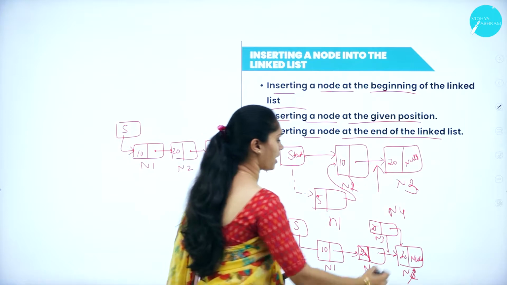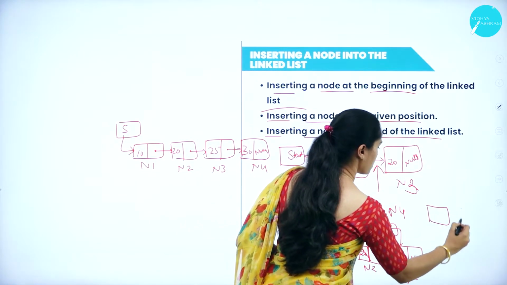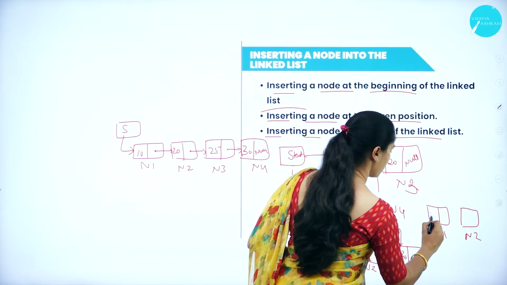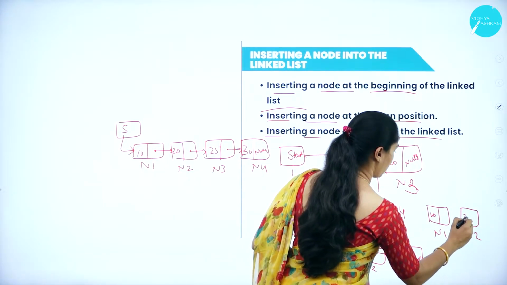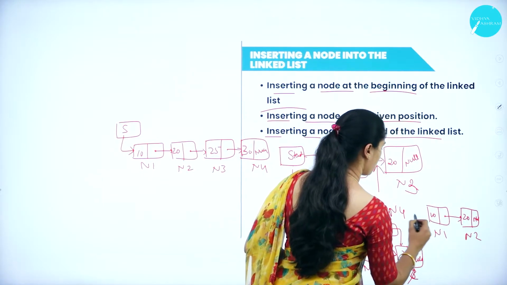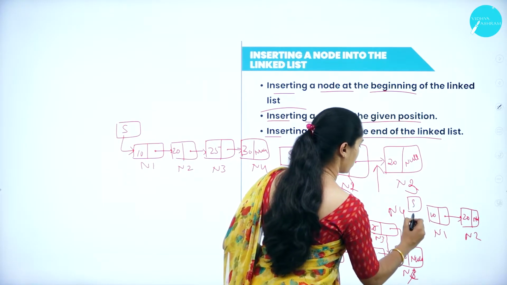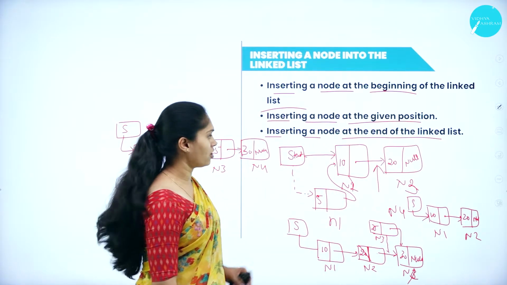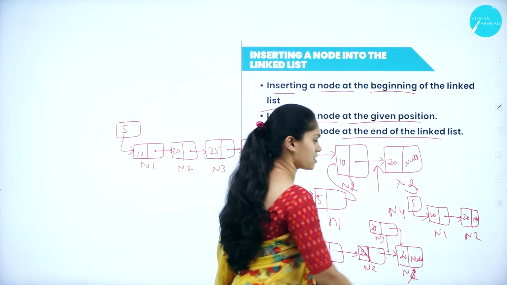Consider I have only 2 nodes, N1 and N2. So these are my 2 nodes. Let me consider 10, 20, and this will have null and this will point to this position, and here we have a start pointer that is pointing to the first location. But now I want to add a new node at the end of the linked list.